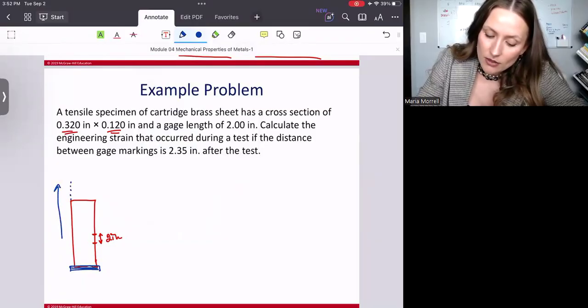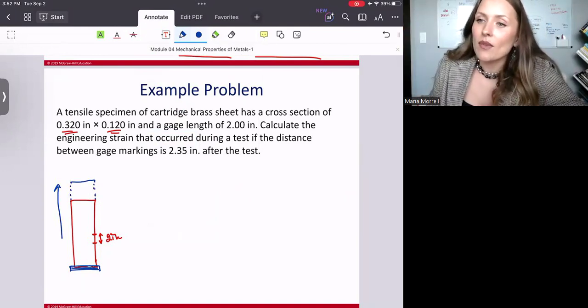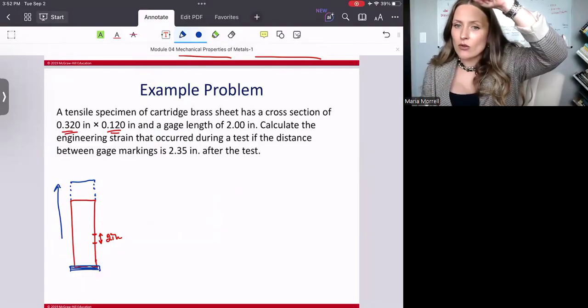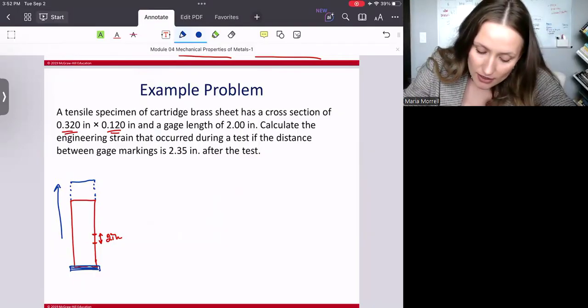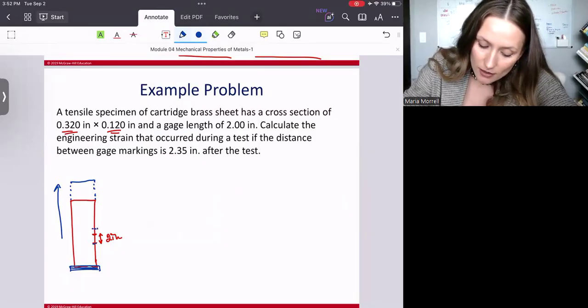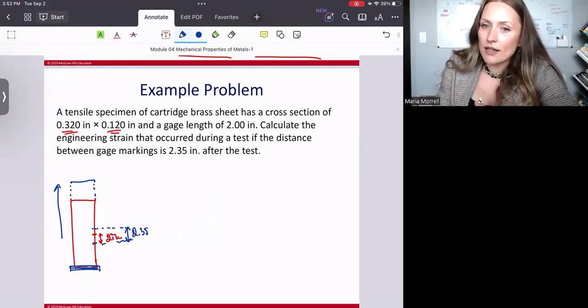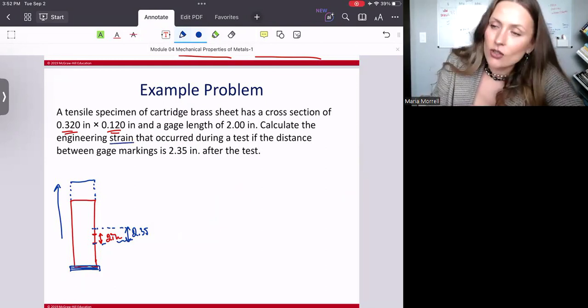And what happens is that the material elongates. We don't know how much, it doesn't really matter. Well, it's about to matter, right? But once you elongate it, now you're taking this material out and you see that the distance between your gauges, let's say it's now like this. And all of a sudden, you take a ruler and you measure it and you find out it's now 2.35. Okay, that's exactly what happens. This is the knowledge we're given. And given that, we need to calculate the engineering strain.